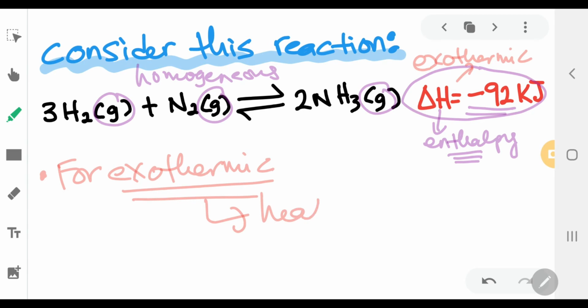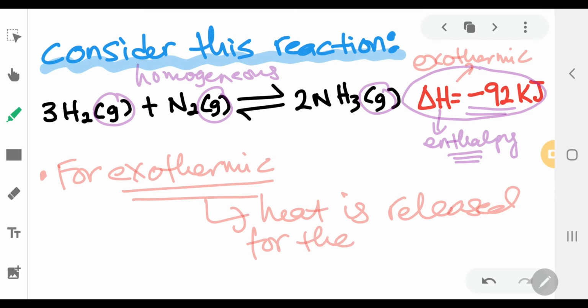heat is released for the forward reaction. This is a very important concept that you need to know about exothermic reactions. We do know that when you have a negative sign for the enthalpy, that one will be exothermic, so heat will be released in the forward reaction.